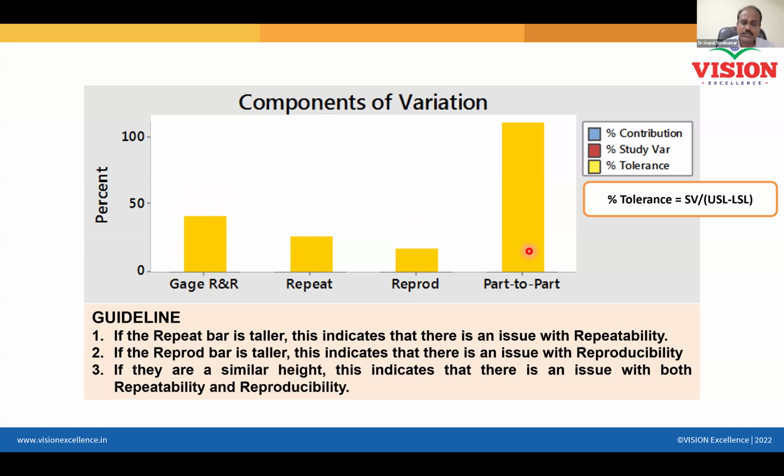All right. Now see, this Gauge R&R is broken down into a repeatability portion and a reproducibility portion. Which is taller, the repeatability part or the reproducibility part? Repeatability. That means the repeatability error is dominating in your measurement system. This is the information you can understand from the first graph, which is nothing but a bar chart. Clear, all of you?